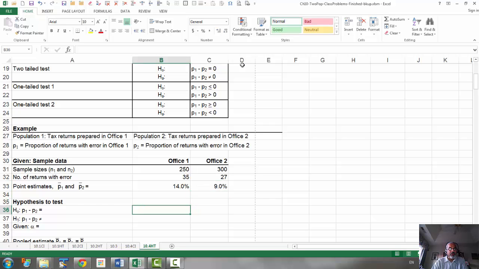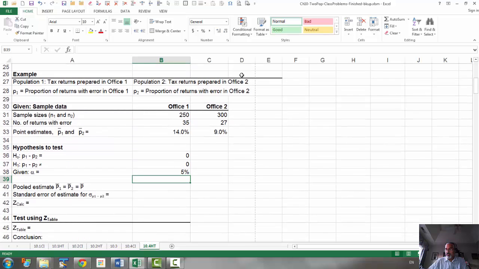Now the hypothesis we want to test is whether the two offices are same or not. So 0 is the hypothesis value in the right hand side, and we want to test this at 5% level of significance. So point estimate. Now we have the two separate P sub 1s. What we want is a pooled estimate. We want to pool the two together.